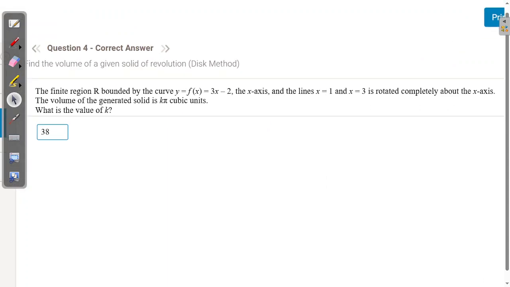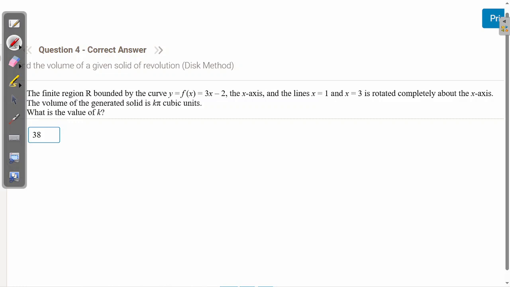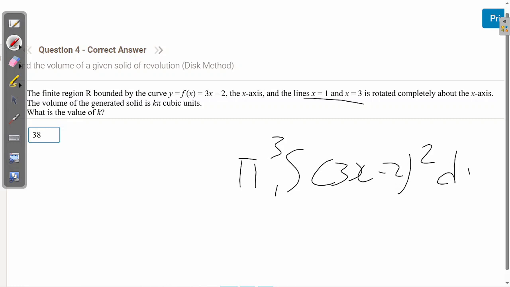Okay, now this question: the region bounded by the curve f of x equals 3x minus 2, the x-axis, and the lines x equals 1 and x equals 3 is rotated about the x-axis. What's the volume? So same thing, from 1 to 3, pi, integral from 1 to 3 of 3x minus 2 squared dx.